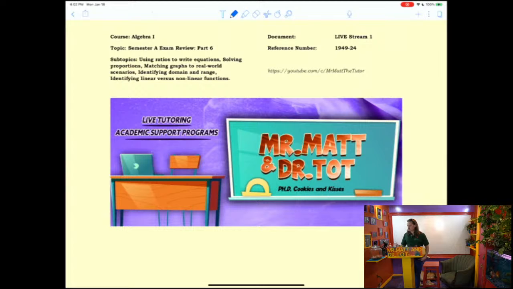The link will be in the description below. Just make sure that you have the document with the reference number 1949-24, and then you know that you're in the right place. I'm circling it right there. And again, if you have any questions, then just please let me know.